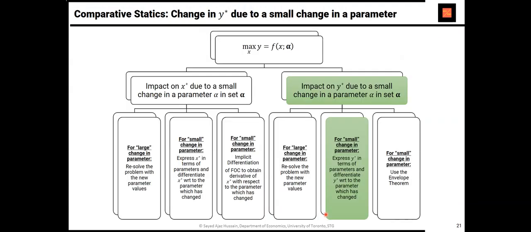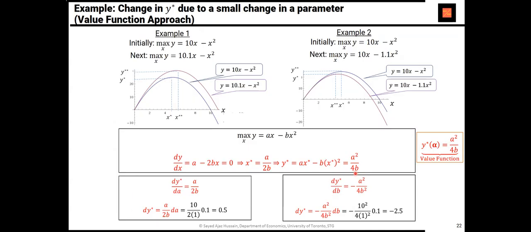You now come to the other part of the coin. When the a's and b's change, yes, they cause a change in x star, but they also cause a change in y star. How can I find a change in y star when the a's and b's change a tiny bit? Again, just like you express x stars in terms of a's and b's, you could express y stars in terms of a's and b's. Let's do it that way.